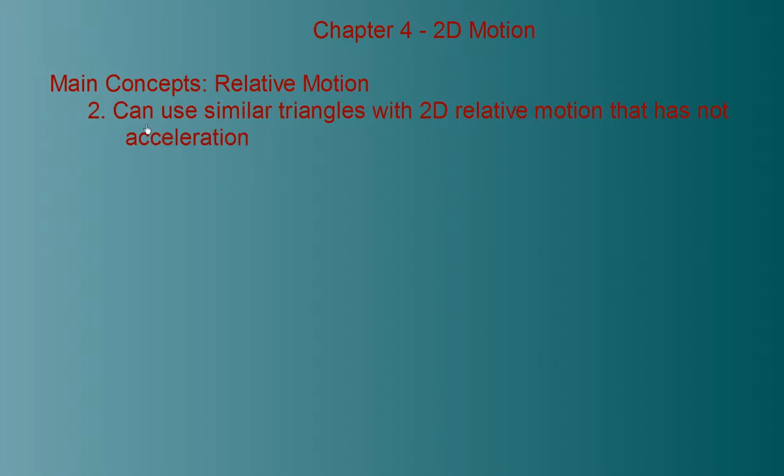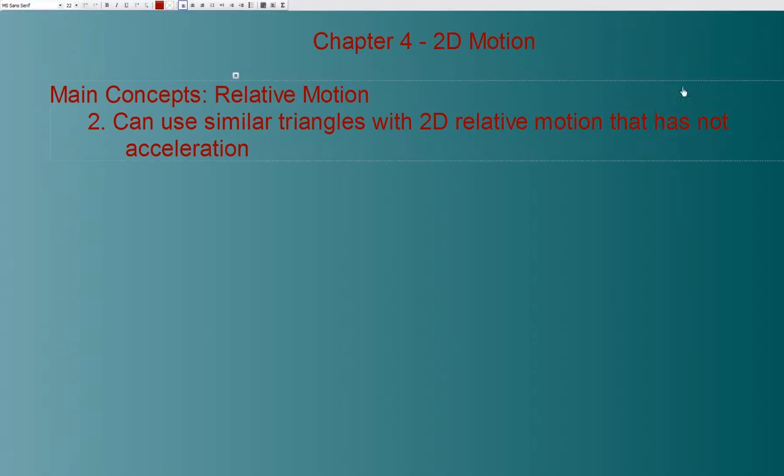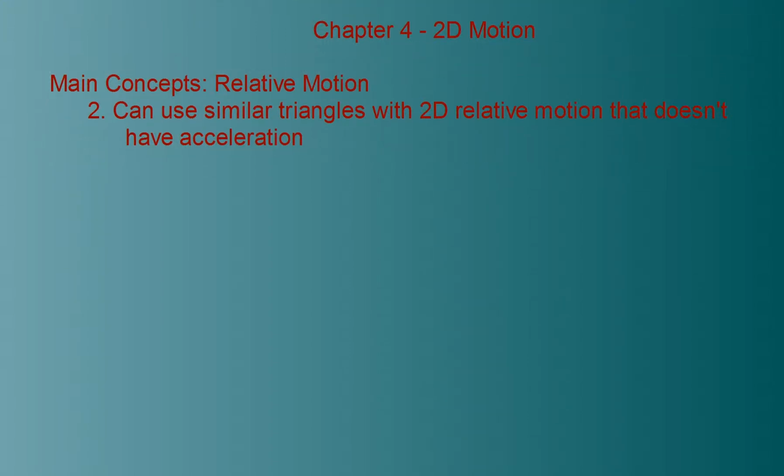Relative motion, concept 2. You can use similar triangles with 2D relative motion. I did it again, I forgot to change it here. Let me just be picky here. Sorry about that. It doesn't have acceleration. So what does that mean? That means that if you don't have acceleration, then this term goes away because acceleration is 0.